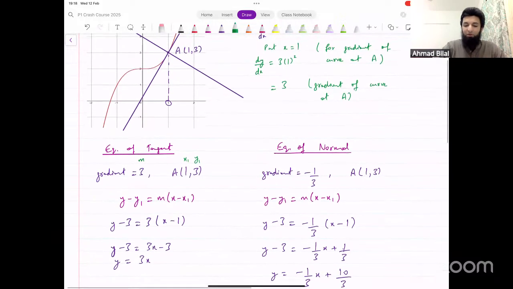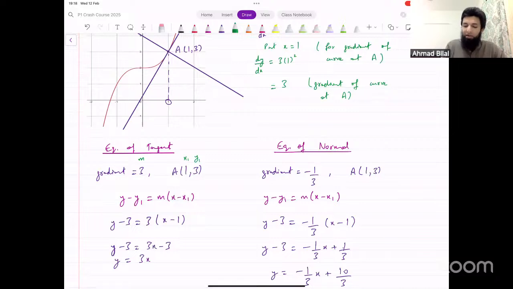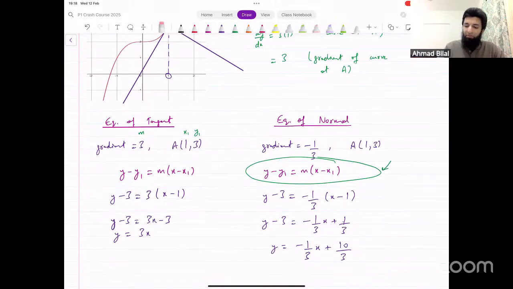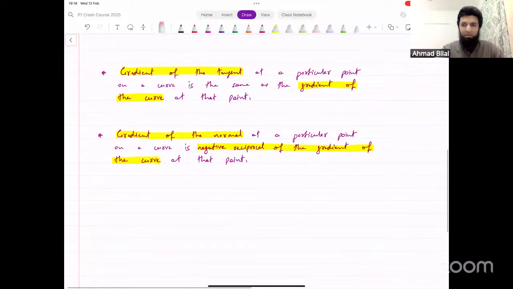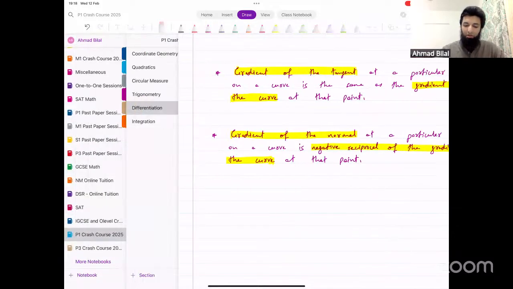For equation of normal, you find the gradient of the curve. Gradient of normal would be negative reciprocal of that. And then you use the point that is given to find the equation of normal using this form. And you can find that as well, right? This is something that you need to know from paper 1.